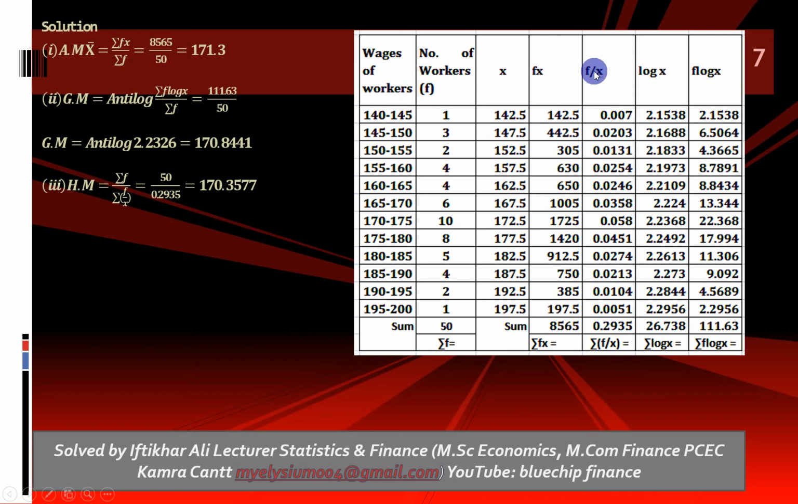After that, we need log of x. So first of all, we take the log values of each x value, and after that we multiply each log of x with its respective f. So here you can see, and you can use these values finally in the formulas, and our arithmetic mean will be 171.3, geometric mean will be 170.8441, and harmonic mean will be 170.3577.